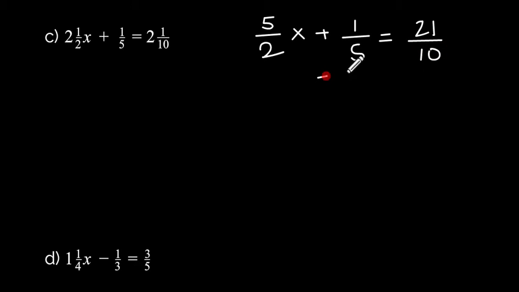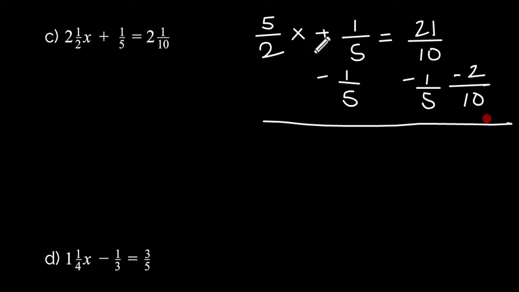Now I'm going to subtract 1/5 from both sides. Do your addition and subtraction first. So we're going to subtract 1/5. We need to find a common denominator, which is 10, and we're going to get -2/10. So we're going to subtract. These cross out. They add up to 0. So we get 5/2 x equals 21 minus 2 is going to be 19/10.